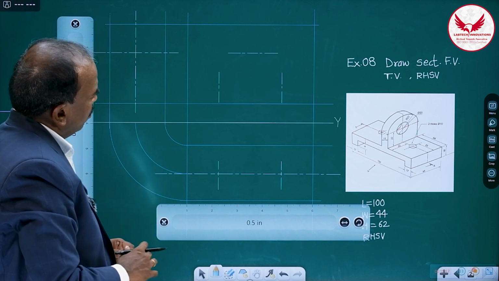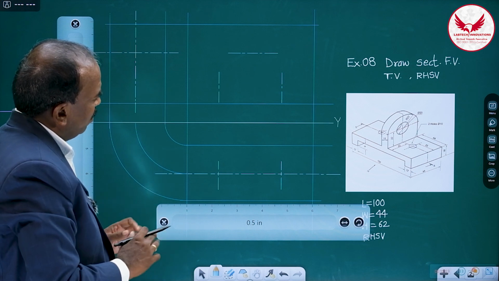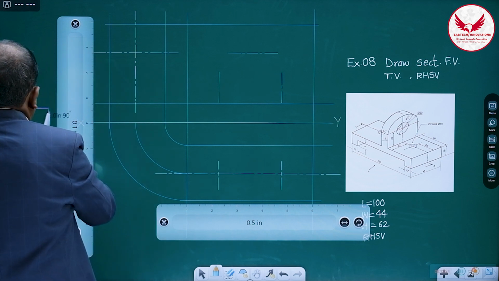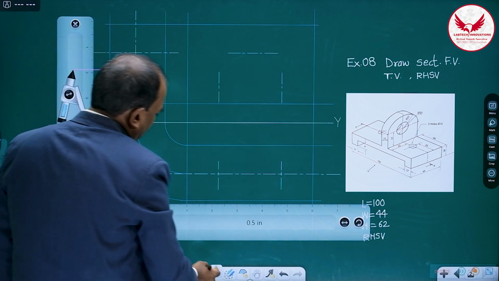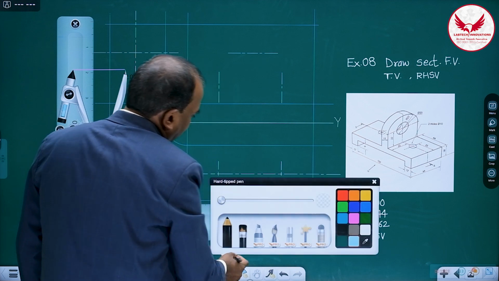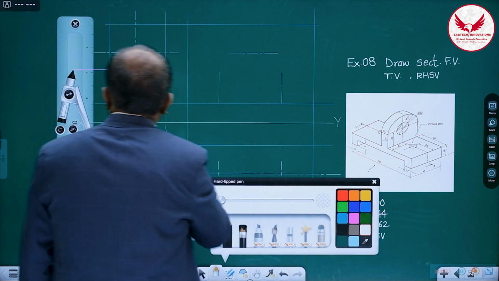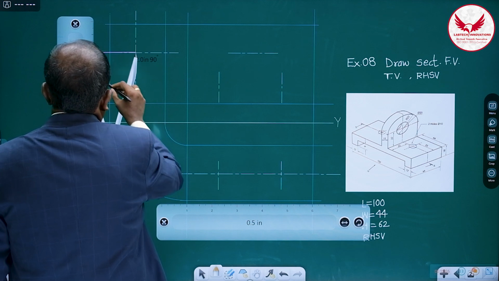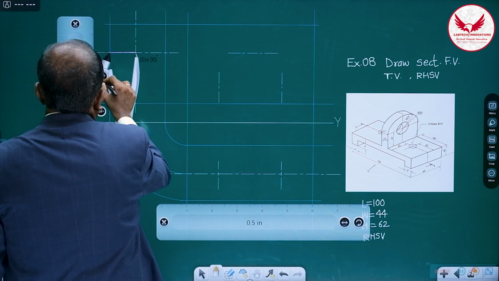Then what I suggest after this: whatever circular and semicircular parts you finish in the beginning, later on don't draw anything with the help of a compass in the views. So in the side view, we now have to draw that circle. First check.